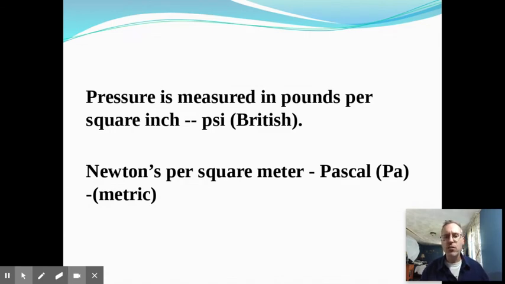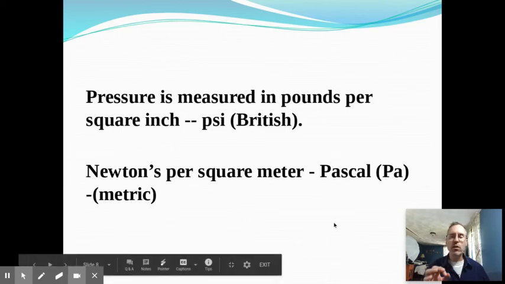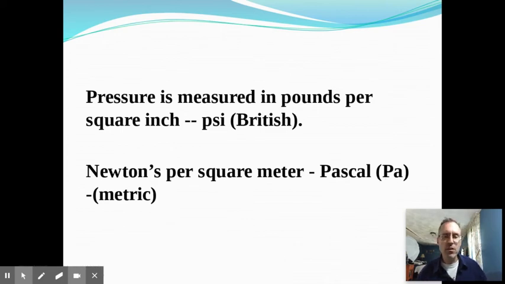In the metric system, they use a Newton per square meter, and 1 Newton per square meter is known as a Pascal. The symbol is Pa. That's a really small unit of pressure. So oftentimes engineers designing using the metric system would use kilopascals. The word kilo means 1,000, like in kilometer, which is 1,000 meters. So a kilopascal is 1,000 pascals. So 30 kilopascals would be 30,000 pascals.